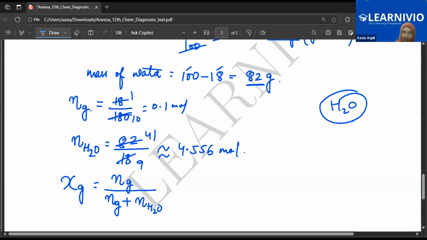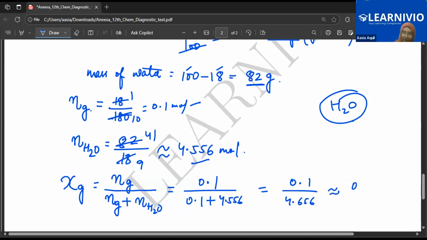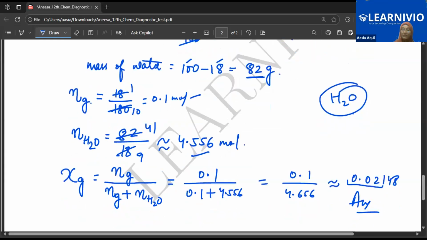Right, now it's very simple. Just substitute the value, because we have calculated the number of moles of glucose as well as water. So it's 0.1 plus 4.556, so 0.1 upon 4.656. When you divide this, you will get 0.02148. In exams, just write down only 0.02. After the decimal, just two digits, not more than that. So that's your final answer. That's how you can calculate a mole fraction.